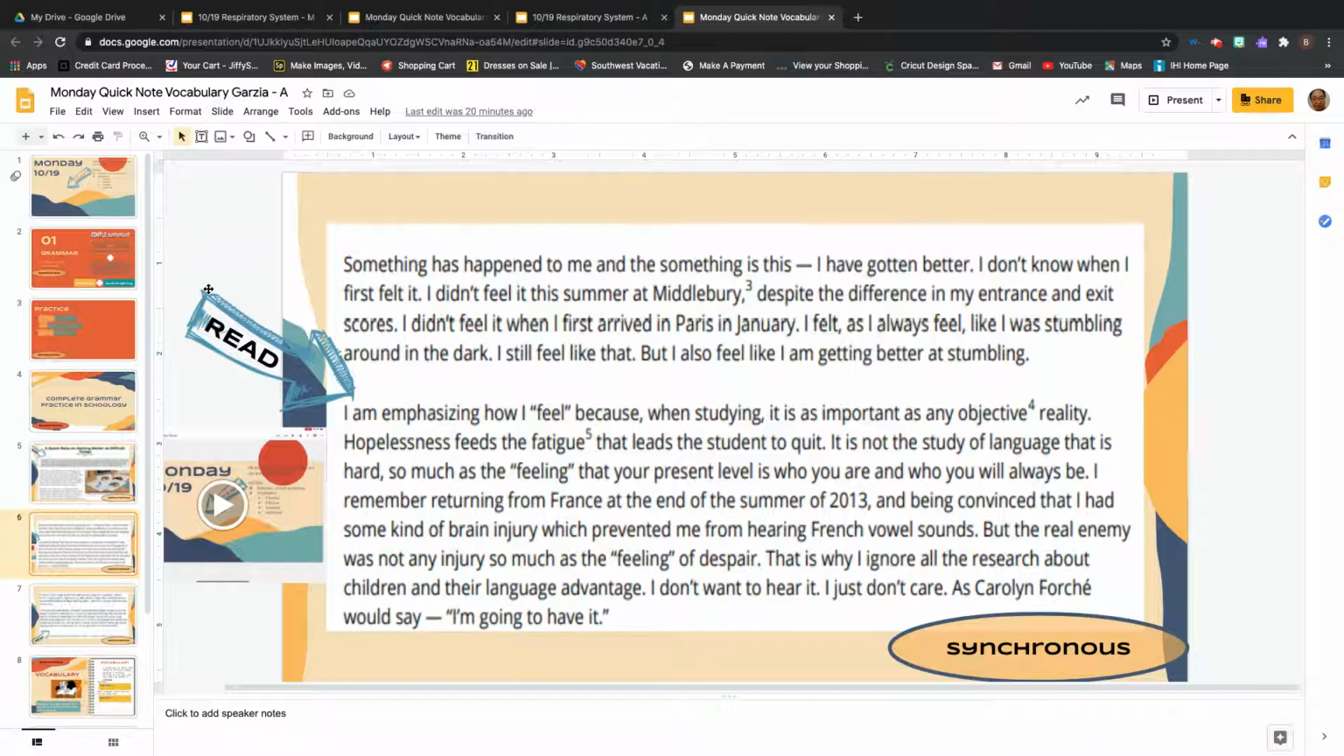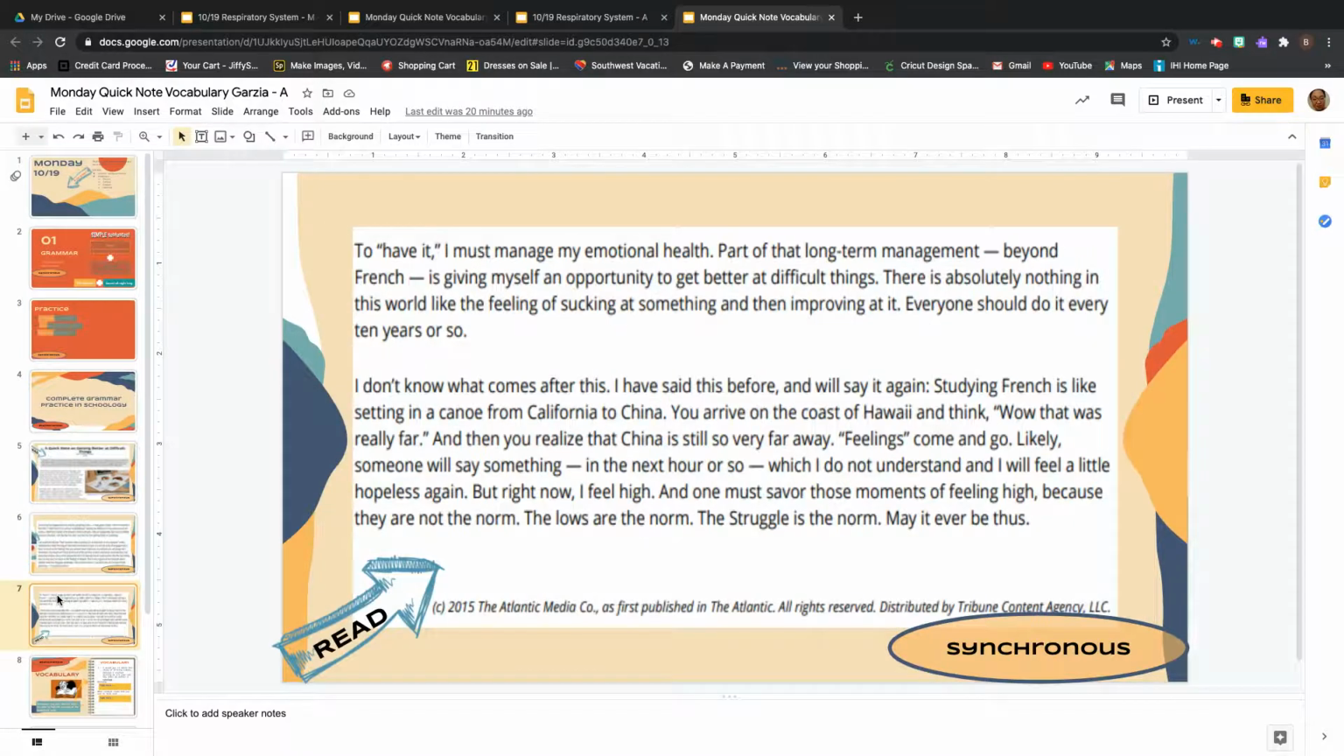That is why I ignore all the research about children and their language advantage. I don't want to hear it. I just don't care. As Carolyn Forche would say, I'm going to have it. To have it, I must manage my emotional health. Part of that long term management beyond French is giving myself an opportunity to get better at difficult things. There's absolutely nothing in this world like the feeling of sucking at something and then improving at it. Everyone should do it every 10 years or so.